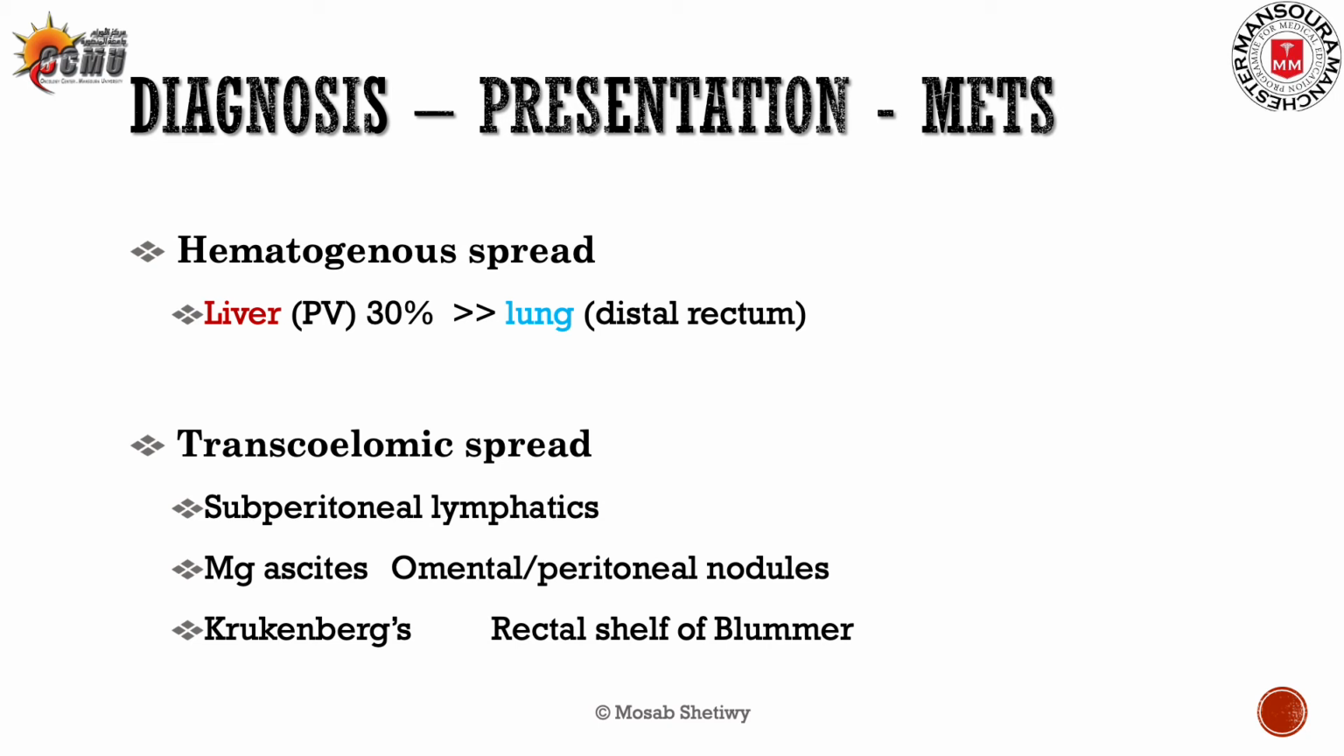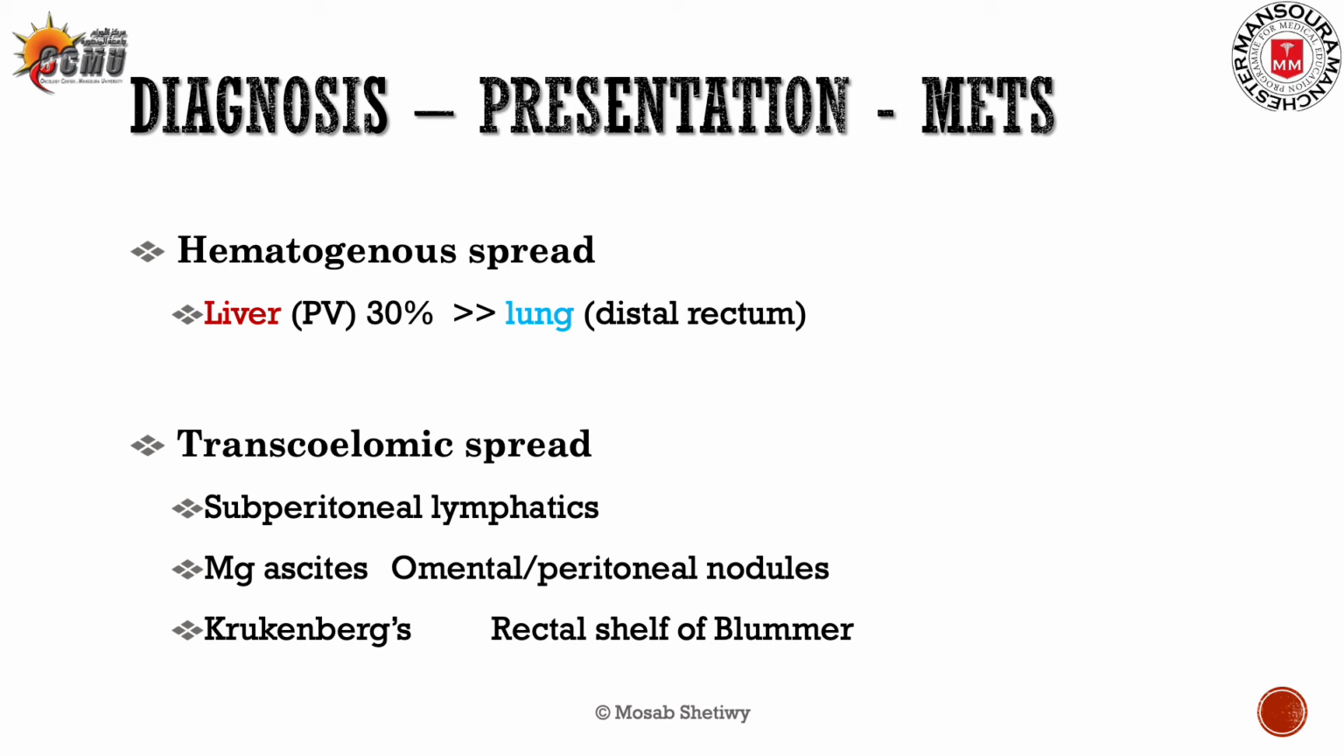Lung is an uncommon site of distant metastasis, and it occurs mainly with low rectal lesions, because the distal rectum is drained by veins that bypass the portal circulation and drain into the inferior vena cava and into the lungs. So when we investigate a case of low rectal cancer, it's important to scan the chest for distant metastasis rather than the liver.